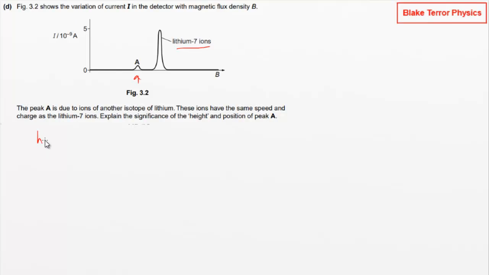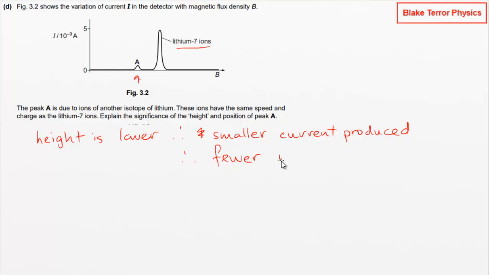Right, so let's start with the height then. So it's producing a smaller current. Height is lower, therefore smaller current produced, therefore we've got fewer ions of this isotope. Then what is it telling us about B?